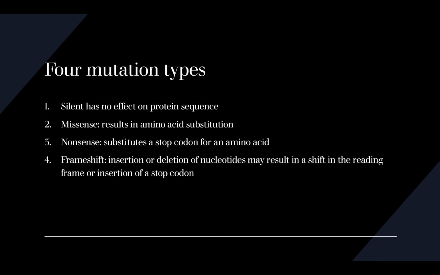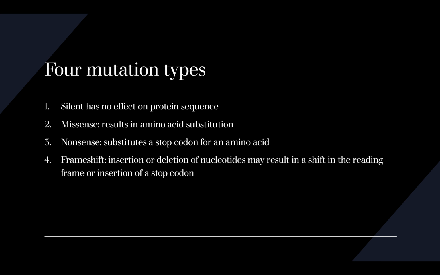Okay, so now let's talk about 4 mutation types. There are ways of mutation within this process. A silent mutation has no effect on protein sequence. Missense mutations result in amino acid substitutions, so basically an amino acid would come in and substitute where it isn't supposed to. A nonsense mutation substitutes a stop codon for an amino acid. So rather than producing the amino acid needed, it'll code for the translation process to stop. That's what we call a nonsense mutation.